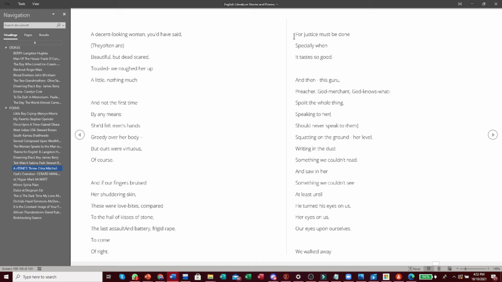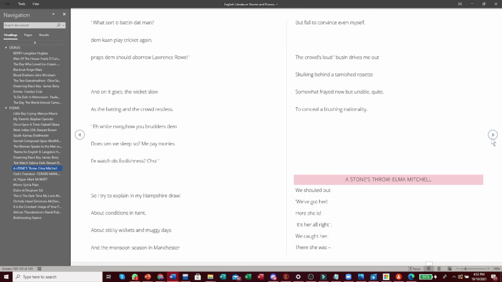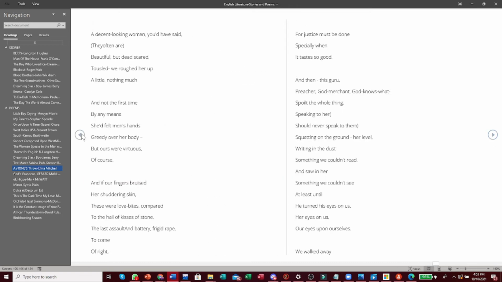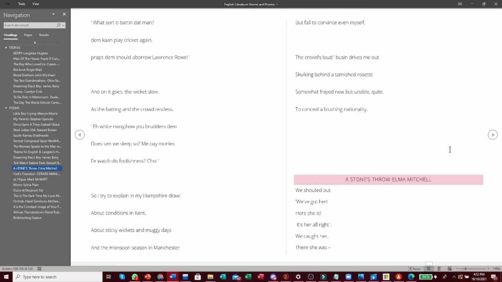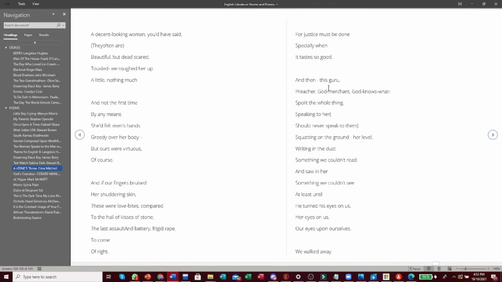For justice, and we see it here, for justice must be done, especially when it tastes so good. These men more than likely were not her husband, you know. And these men feel so strongly to punish this woman. Y'all like, whew, the drama. And then this guru. What's a guru? I ain't talking about beauty gurus. We all understand what it means, especially with the context that is being portrayed here.